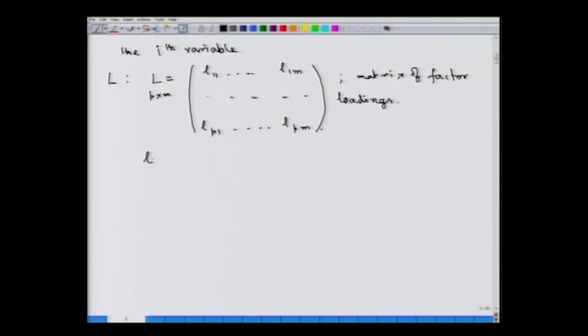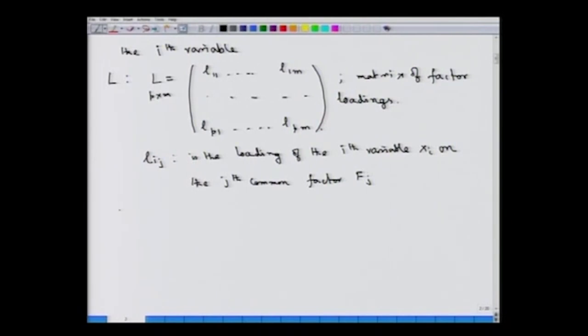Now, these factor loadings have this interpretation: this Lij is the loading of the ith original variable Xi on the jth common factor Fj.